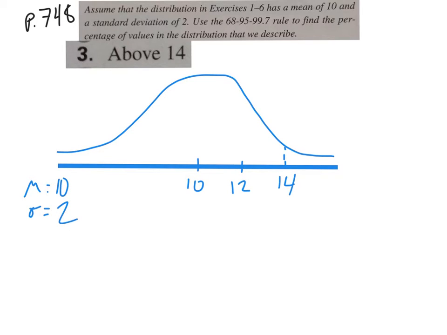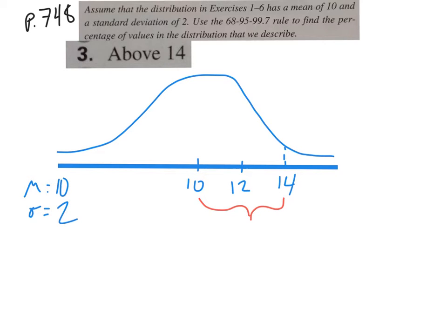Same type of problem here. We're going to do number 3 on page 748. Same mean and standard deviation. This time they want to know what percent of values lie above 14. This one's a little bit trickier, but we're essentially going to use the same idea. The first thing you should always do, though, is figure out what is the distance between 10 and 14, right? What is the distance between the middle, your mean, and 14?